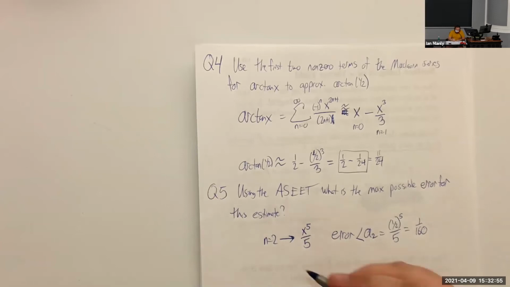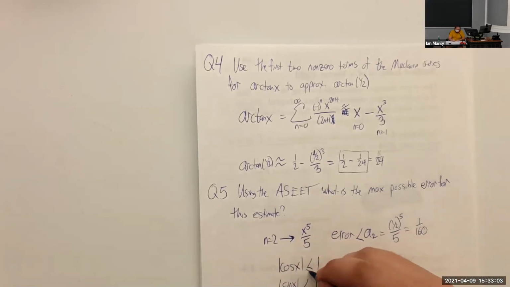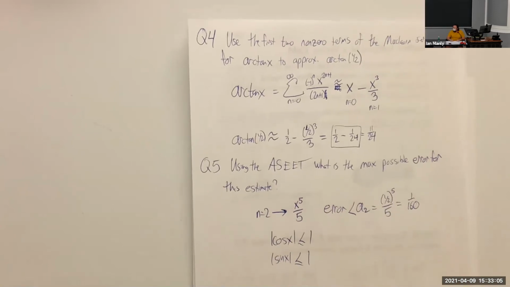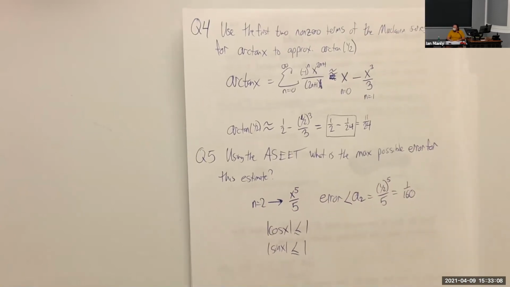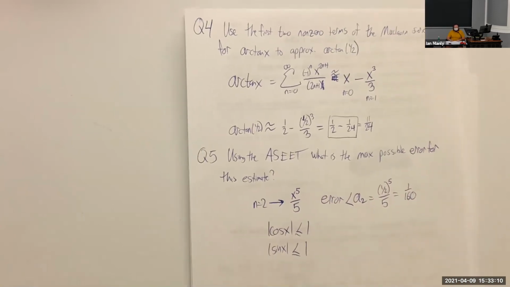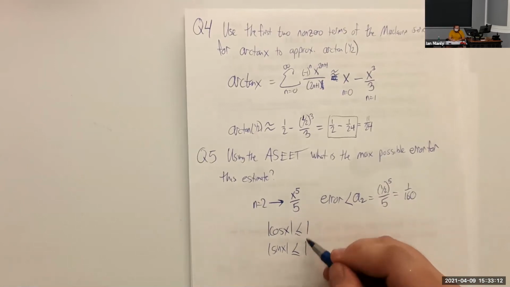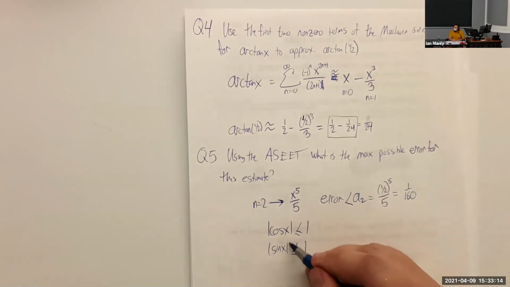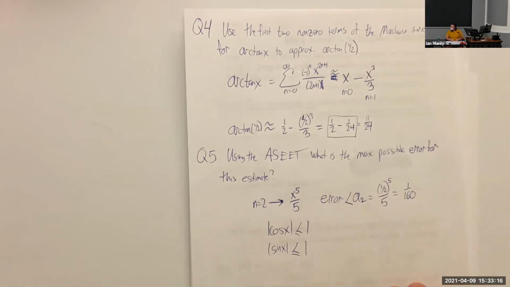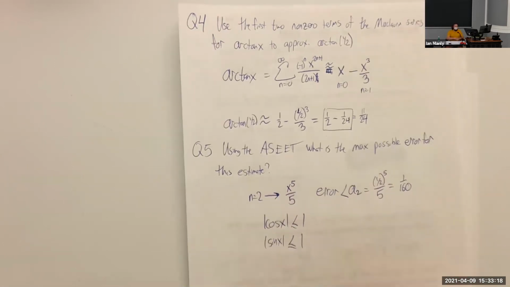One thing I will say is to remember that the absolute value of cosine of x and the absolute value of sine of x are each going to be less than or equal to 1. So if you ever see a sine or cosine involved with your m, use this approximation here. We won't tell you to do this. We'll expect you to know that cosine and sine are less than 1 here. We'll get to that in a little bit once we get to that question.